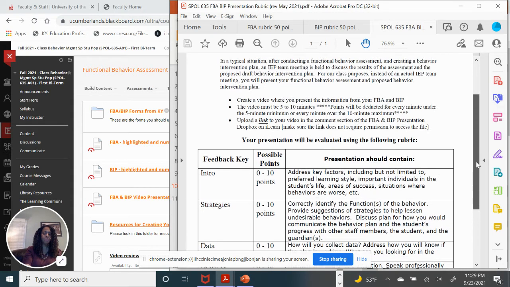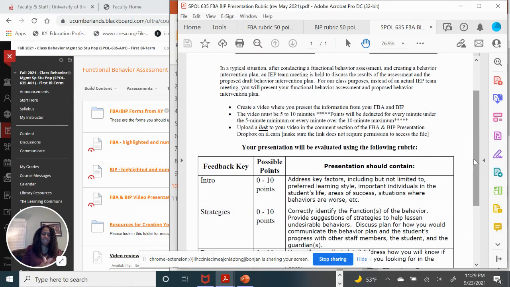All right. So 5 to 10 minutes. I cannot fathom that it can be done in less than 5. I can't fathom that there's any way that you would be able to present the FBA and the BIP in less than 5 minutes. So that's why I said 5 is the minimum, but 10 needs to be the maximum. Like I said, because you need to be very concise, to the point, include all the important information. And like I said, just present to me, show me your FBA and your BIP as you're talking about it.